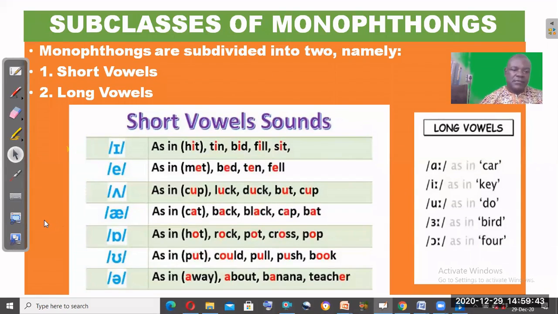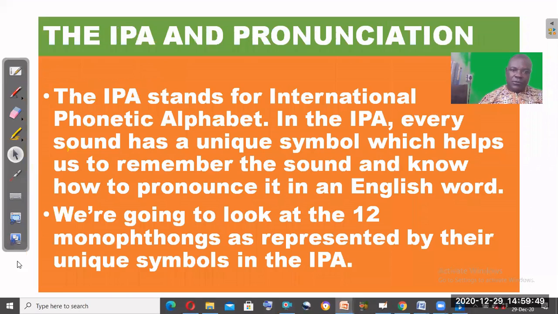So next, we shall look at the IPA and pronunciation. The IPA stands for the International Phonetic Alphabet. In the IPA, every sound has a unique symbol which helps us to remember the sound and know how to pronounce it in an English word. We are going to look at the 12 monophthongs as represented by their unique symbols in the IPA. Each symbol is called a phonetic symbol.